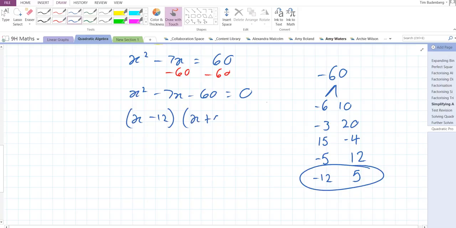Then we think about it in terms of, well, a and b. One solution from the a side would be x equals 12. And from the b side would be x equals minus 5. So our two possible solutions for x are 12 and minus 5.